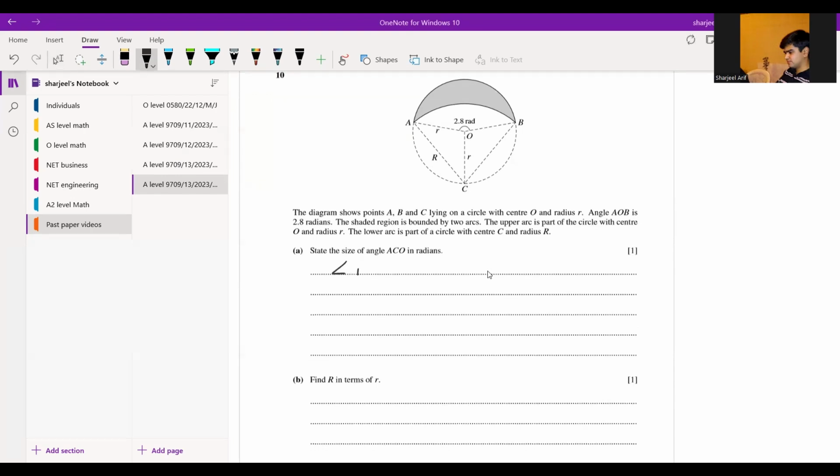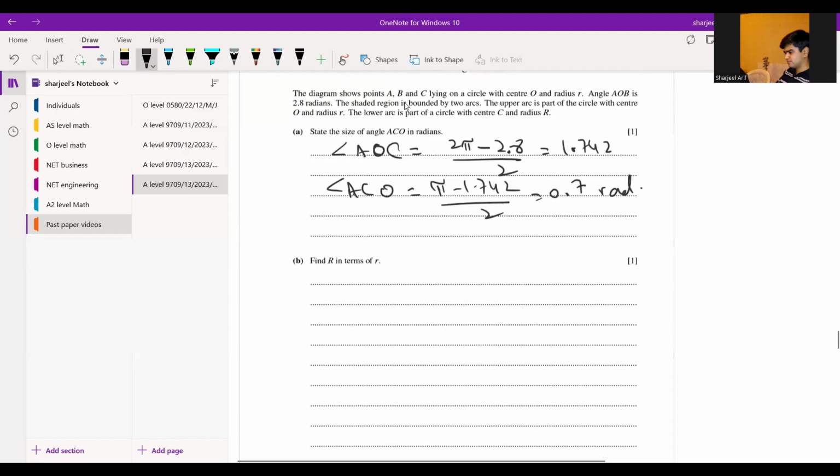So AOC will be equal to (2 pi minus 2.8) over 2, that is equal to 1.742, and angle ACO will be equal to (pi minus 1.742) over 2, that is equal to 0.7 radians. For part B, we have to find R in terms of r. So R squared will be equal to r squared plus r squared minus 2 into r into r cos 1.742. So capital R is equal to 1.53 r.